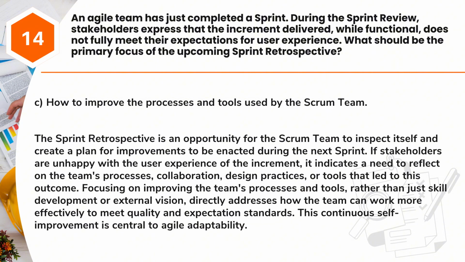Answer: C. How to improve the processes and tools used by the Scrum team. The sprint retrospective is an opportunity for the Scrum team to inspect itself and create a plan for improvements to be enacted during the next sprint. If stakeholders are unhappy with the user experience of the increment, it indicates a need to reflect on the team's processes, collaboration, design practices, or tools that led to this outcome.